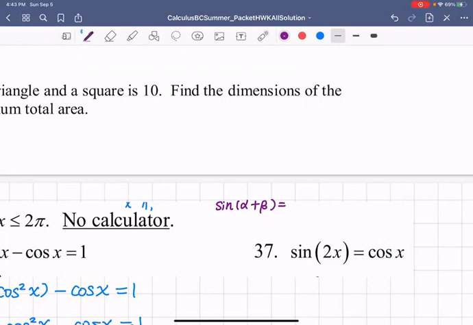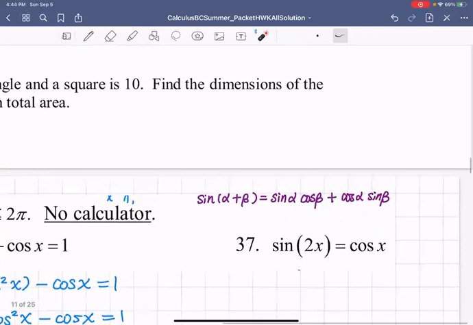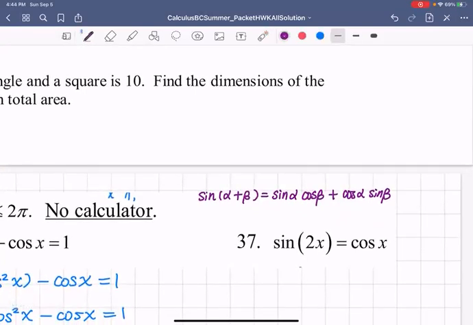It's sine alpha times cosine of beta plus cosine of alpha times sine beta. Alpha, beta, okay? Those are all Greek letters. So it would be sine of x plus x. Would you rewrite it like that? Equals sine of x plus x.